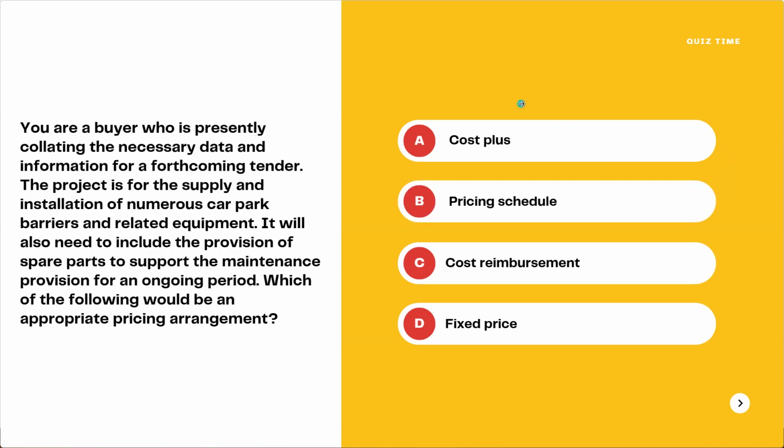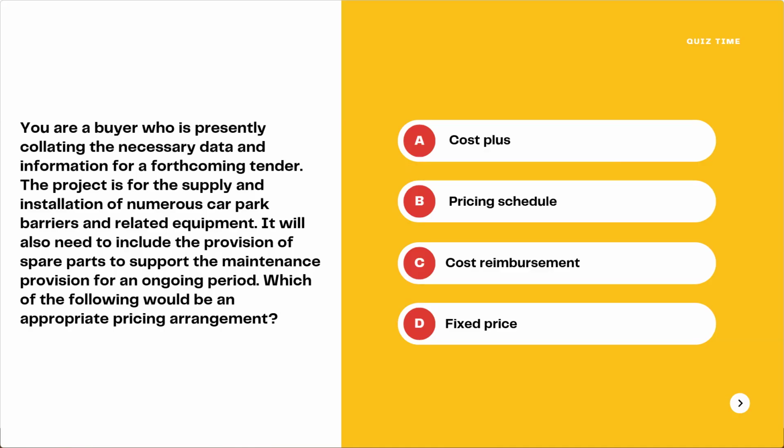Now, let's look at this. You are a buyer who is presently collecting the necessary data and information for a forthcoming tender. The project is for the supply and installation of numerous car park barriers and related equipment. It will also need to include the provision of spare parts to support the maintenance provision for an ongoing period. Which of the following would be an appropriate pricing arrangement?